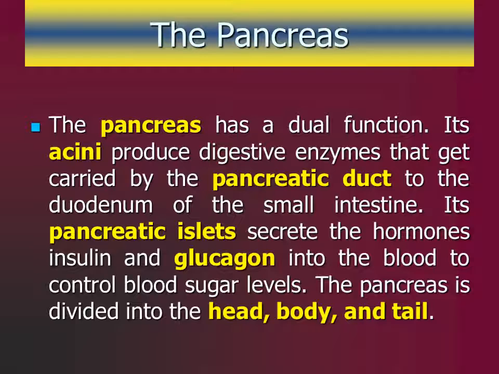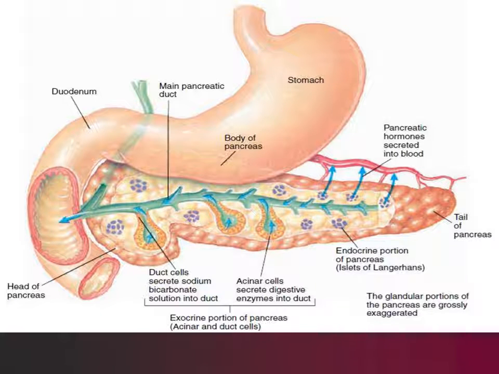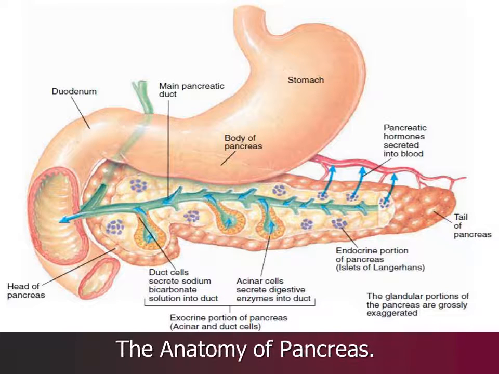The functions of the pancreas are, therefore, twofold. The acini secrete enzymes that continue the digestion of food in the small intestine, and the alpha and beta cells secrete the hormones glucagon and insulin that regulate and control blood sugar levels. As you can see, this is the anatomy of the pancreas.